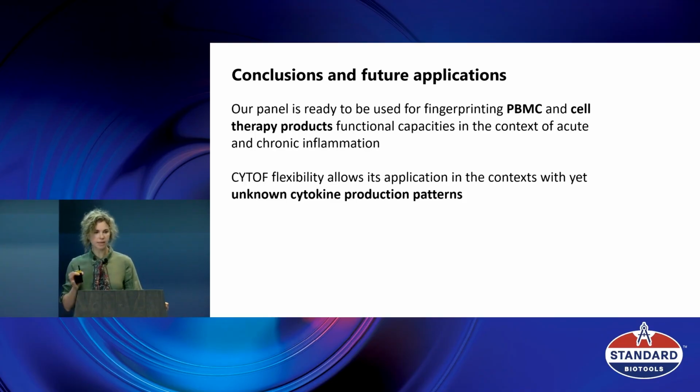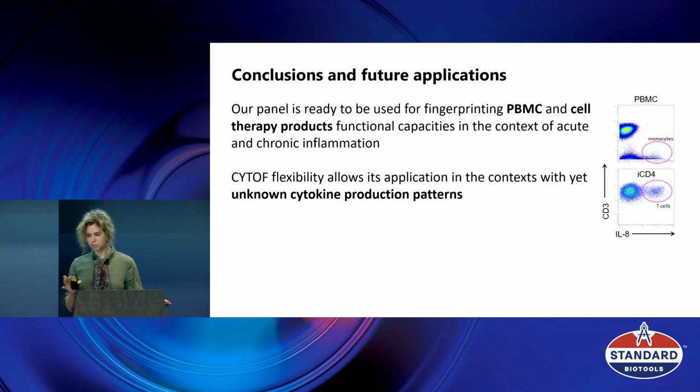And what's important is that this flexibility of making this panel and approaching any troubleshooting of the panel allows us to apply it to contexts where we have unknown cytokine production patterns. And I want to show you a small example. We looked at the iPSC-derived CD4 cells. That is a super hot thing in our institution. We have a lab that is doing this, and they're the first lab in the world who was able to do that. These are CD4 cells. They look like CD4 cells. They are amazing. But when we fingerprinted them, a good proportion of them made IL-8 in buckets, okay?